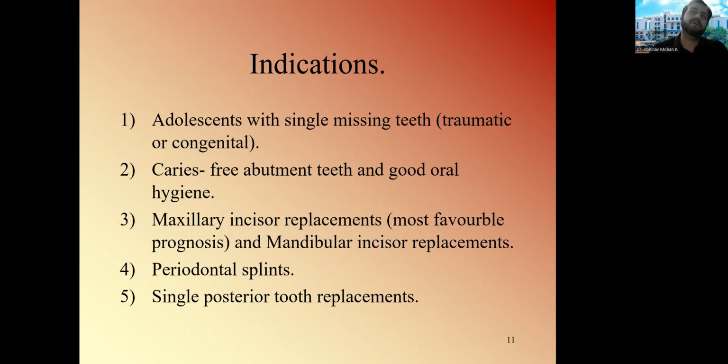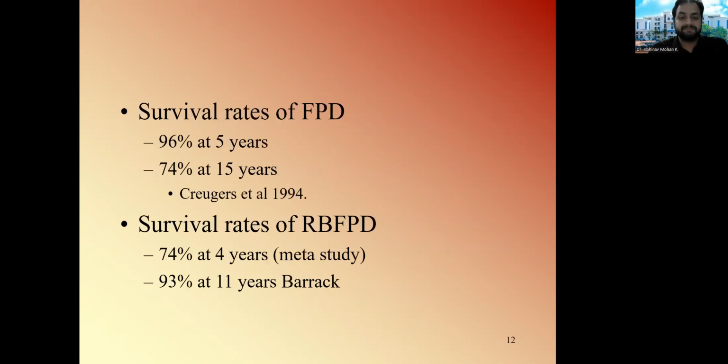You can use them as periodontal splints, which can be fabricated on the lingual surface of the mobile teeth, which once bonded will act as a single entity and try to reduce the mobility of these abutments. Single posterior tooth replacement up to premolars has been done. There are some modifications available, like fixed-fixed bridges from Japan, which can even be considered while replacing molars.